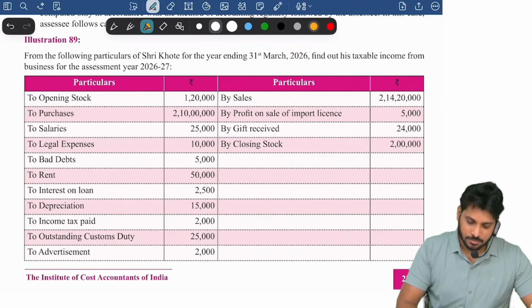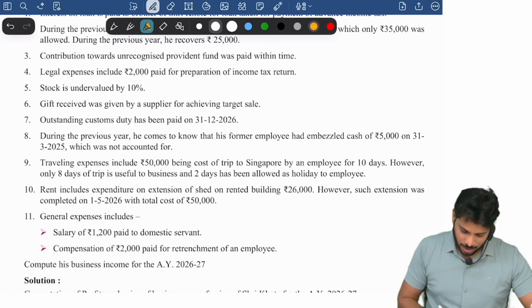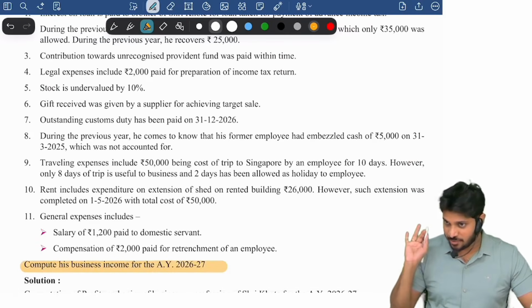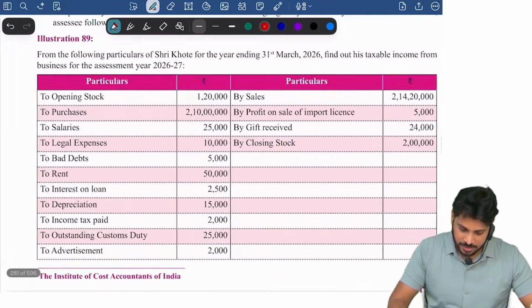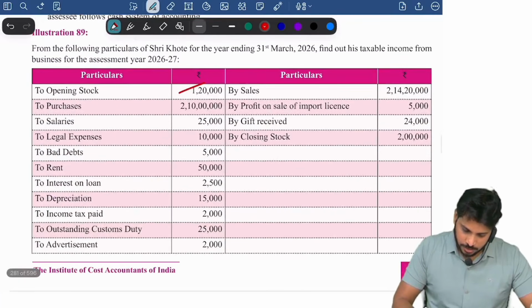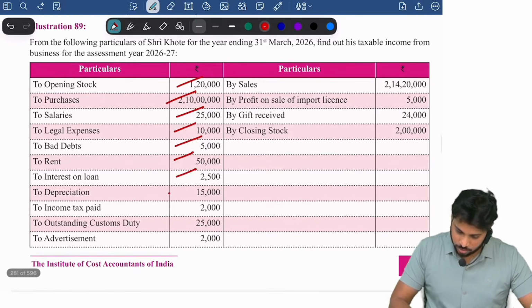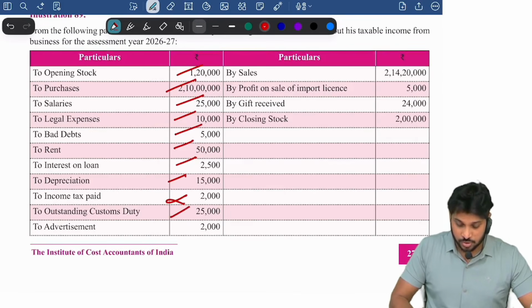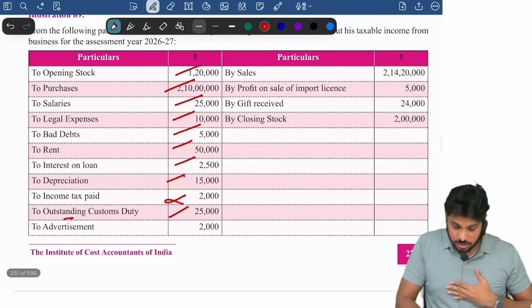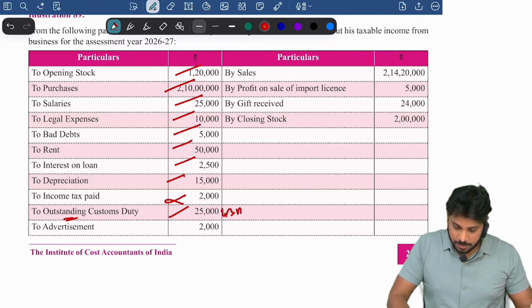Next. Question 89. Oh, so many points. Compute business income. Thank God, only PGBP income we should compute. Net profit, yes, they gave it. Now I will simply see the expenses. Opening stock allowed. Then purchases, salaries, legal expense, bad debts, rent, interest on loan, depreciation expense allowed. Income tax paid not allowed. Outstanding customs duty is a 43B item, allowed. But if it is outstanding and not paid within the due date for filing a return, we will disallow. So this is 43B subject.